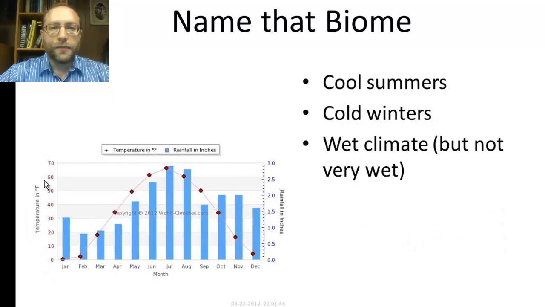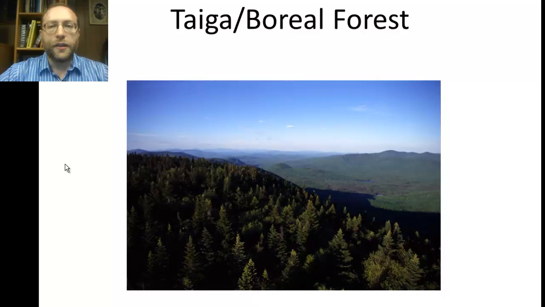What biome is this? Two names for this. It could be taiga or boreal forest. These are some of the largest forests on the planet. The largest one would be in Siberia, and you do need to know that. That's a big expanse in Russia. These are basically evergreen forests.